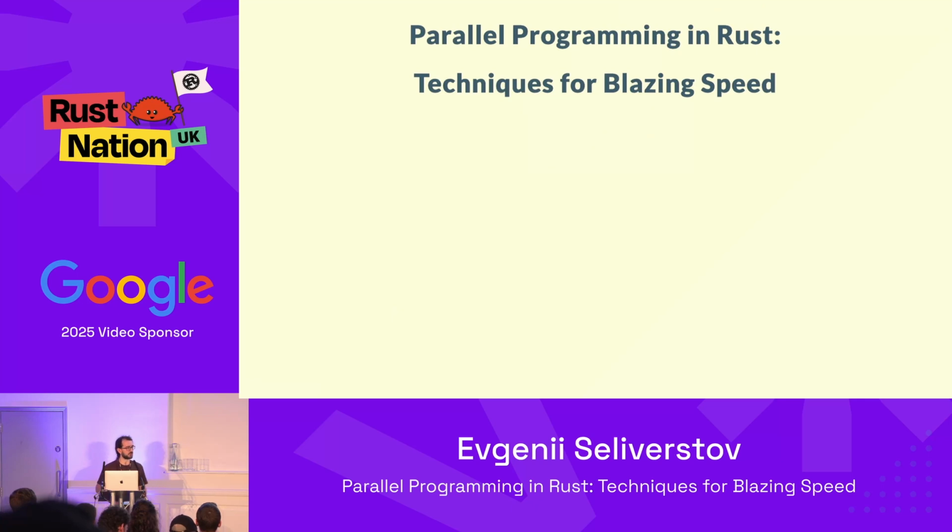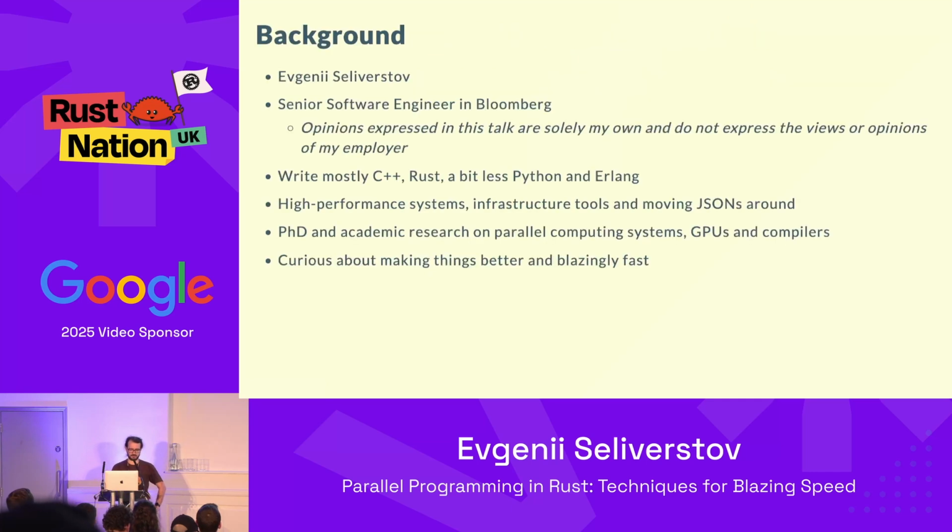So in the first talk today, I will speak a bit about parallel programming in Rust, how to achieve blazing speed, and a bit about myself. My name is Evgenii. The last name is unpronounceable, and I'm a senior software engineer in Bloomberg. I should say in advance, I don't represent all the opinions of my employer. It's only about my personal experience. In Bloomberg, we love C++ a lot, and we also love Rust, but I will speak only for myself.